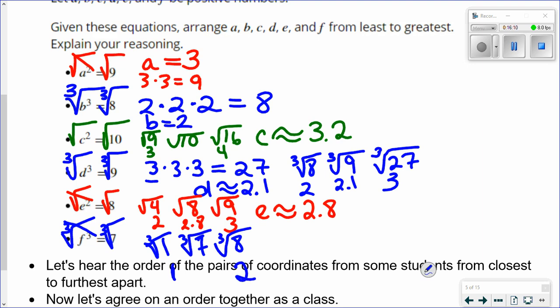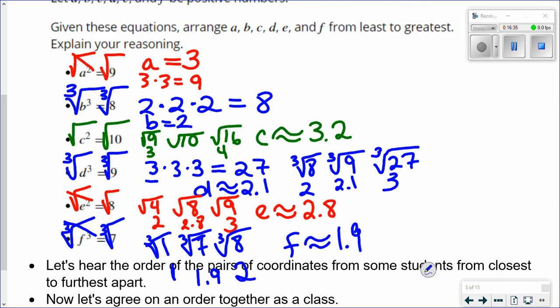So therefore, the cube root of 7 must fall somewhere between 1 and 2. 7 is a lot closer to 8 than it is to 1, so I'm going to approximate my decimal closer to 2. So maybe around 1.8, 1.9-ish, somewhere in that vicinity to approximate our example for letter F.